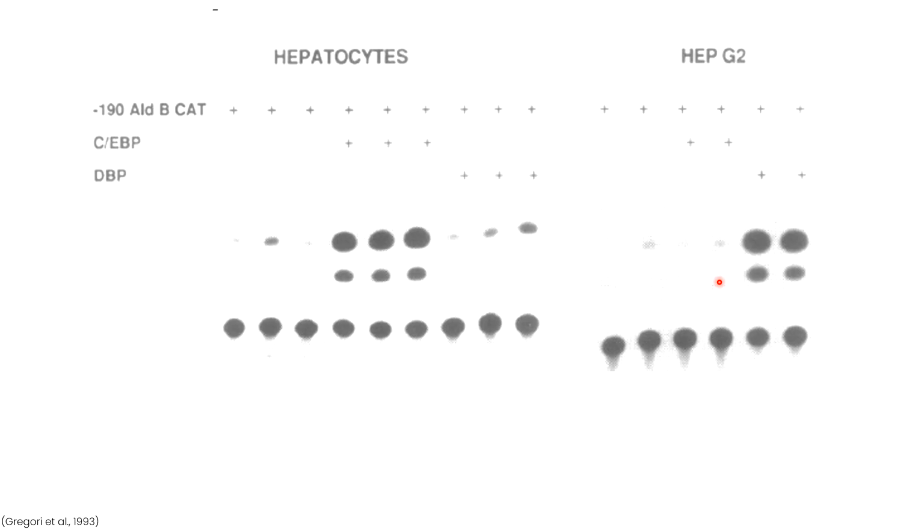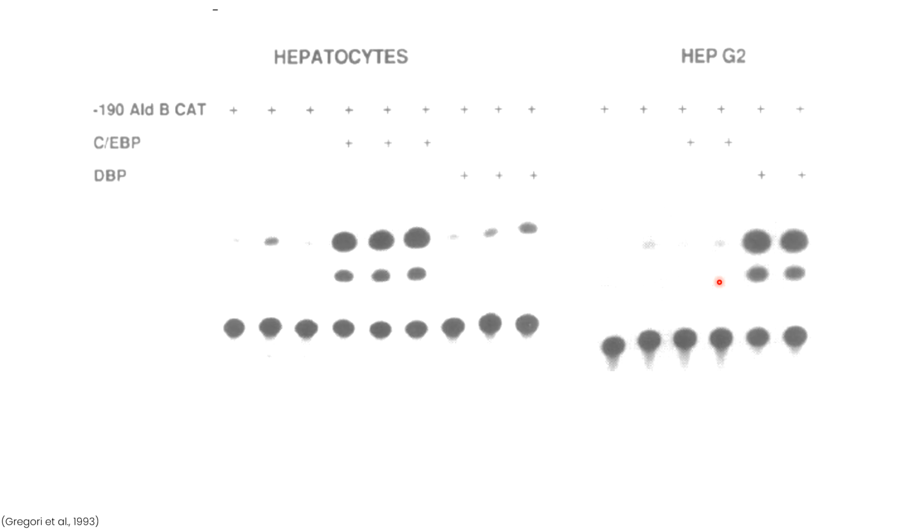This is what we mean by cell-specific regulation. The DNA sequence of the ALDOB promoter does not have to change for its transcriptional response to change. The cellular environment influences how effectively particular transcription factors regulate the promoter.